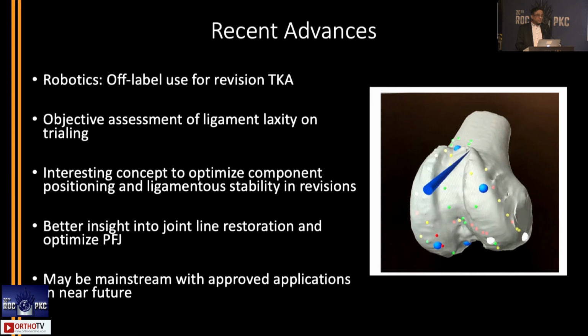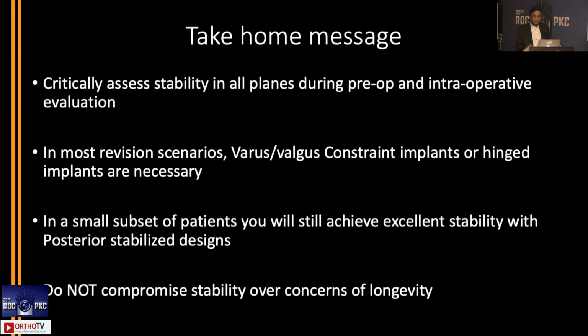As for recent advances, robotics has now come, with off-label use for revision TKA, giving objective assessment of ligament laxity and balancing. Basically, it's an interesting concept to optimize component positioning and ligament stability. We have just started doing this. Basically, we retain the old implants and register on top of the implants, and that will give something in the future. In China, there are one or two surgeons doing a lot of things here. So probably robotics will help us in the future.